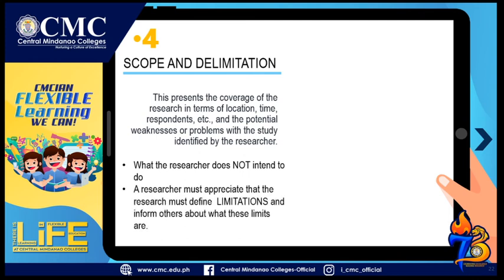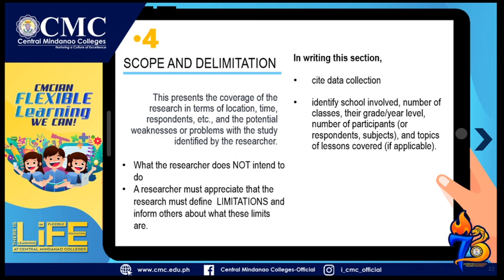A researcher must appreciate that the researcher must define limitations and inform others about what this limits. In writing this section, always cite the data collection. Next is to identify the school involved, number of classes, their grades or year level, number of participants or respondents or subjects, and topics of the lesson covered.